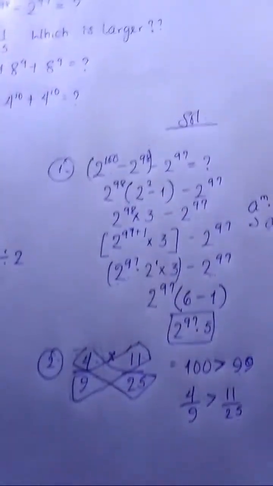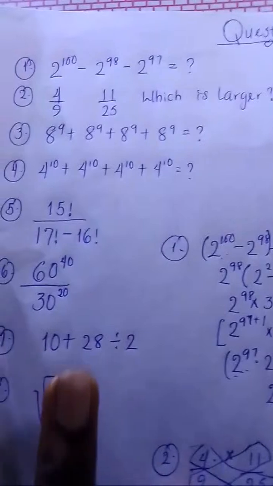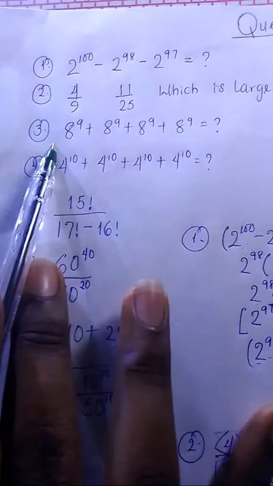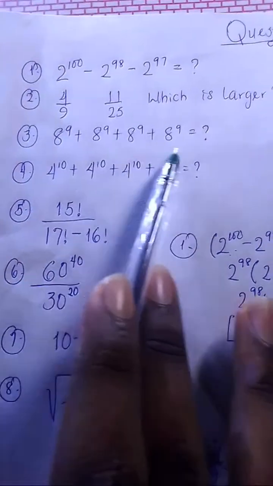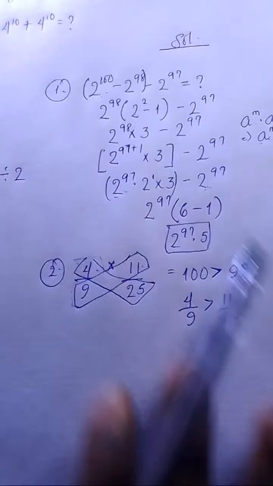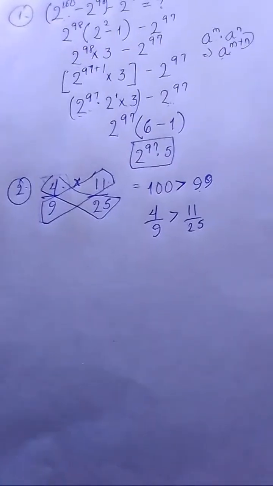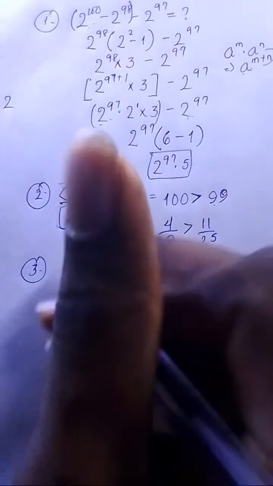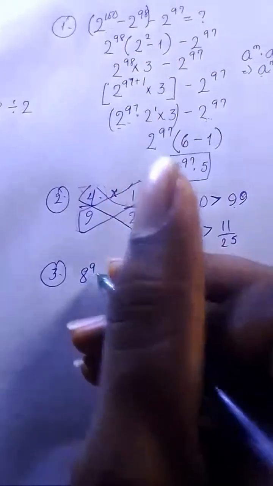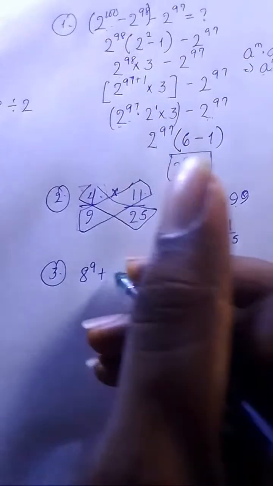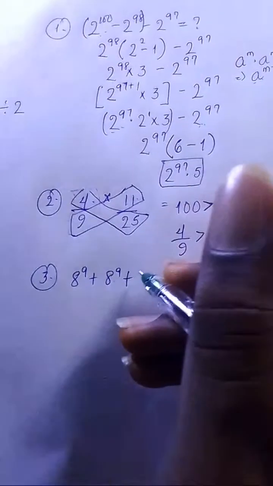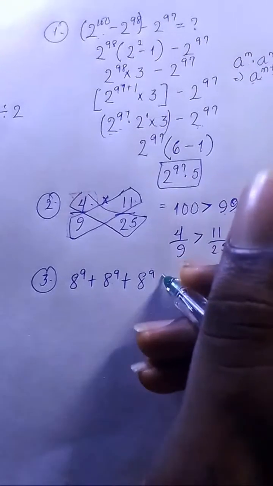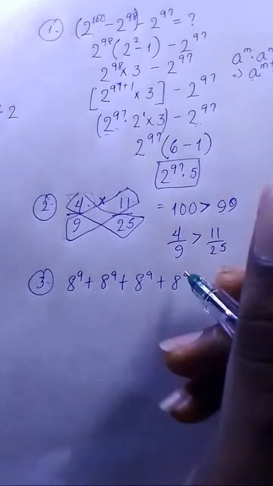That's easy, right? So for the third question, this is the third question here. We have 8 raised to the power of 9 plus 8 raised to the power of 9 plus 8 raised to the power of 9 plus 8 raised to the power of 9. This is also simple. So let's go. We have number 3. Let's do it here. 8 raised to the power of 9 in 4 places. Now you can see 8 raised to the power of 9.